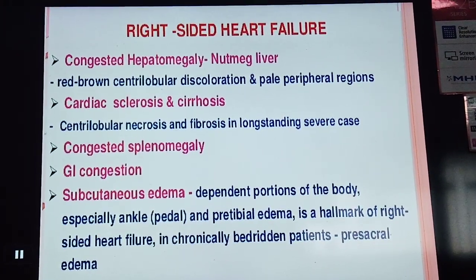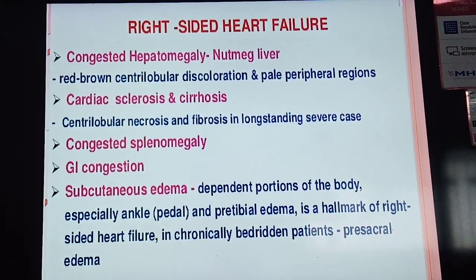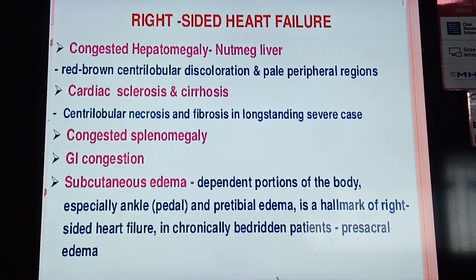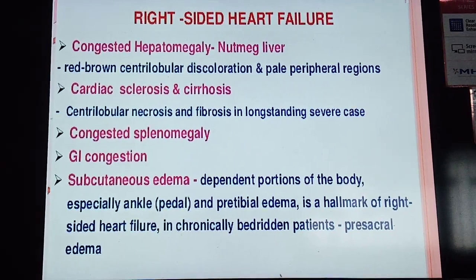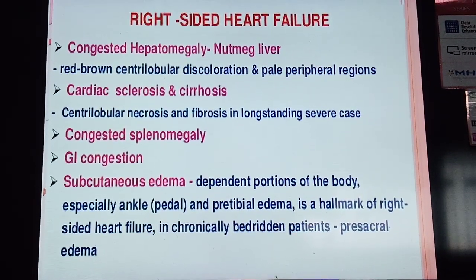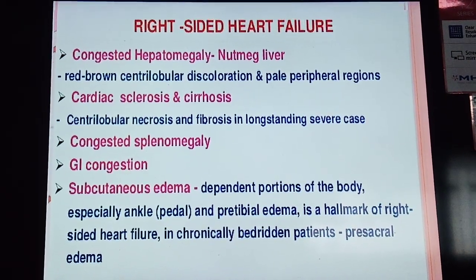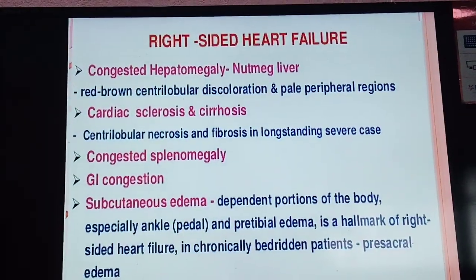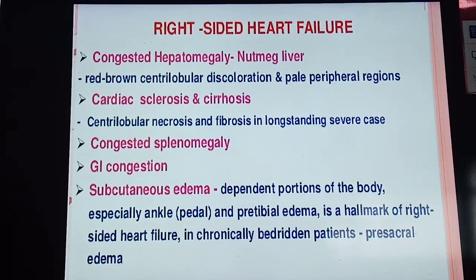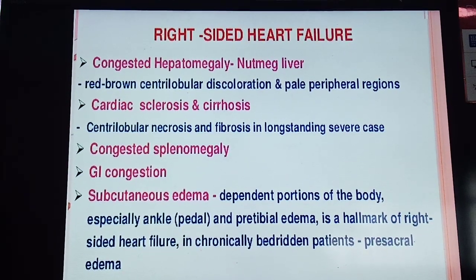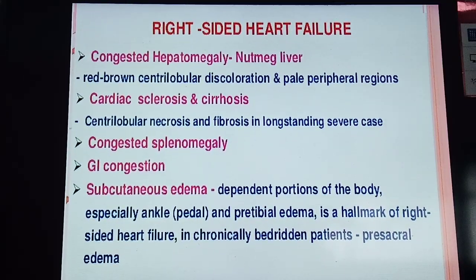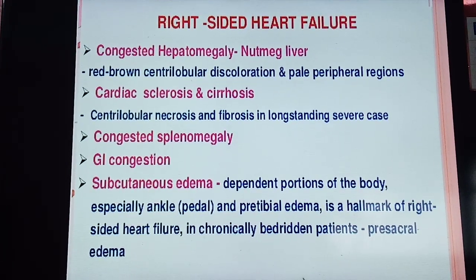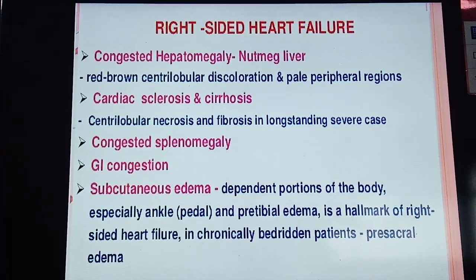Main important features of right-sided heart failure are due to the congestion of the liver. So there is a congested hepatomegaly that may lead to the appearance of the nutmeg liver, in which there is red-brown centrilobular discoloration and pale peripheral regions of the liver. Cardiac sclerosis and cirrhosis: due to this there is centrilobular necrosis and fibrosis in long-standing severe cases.